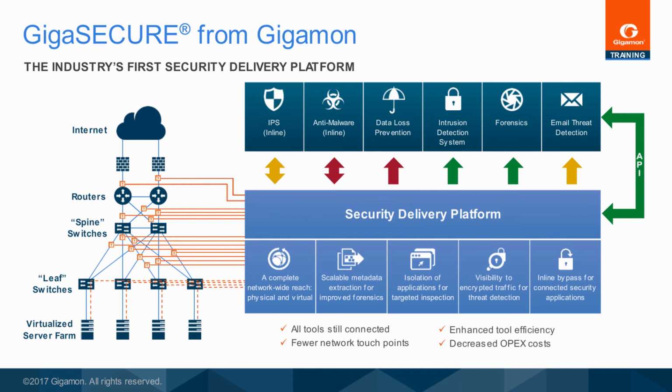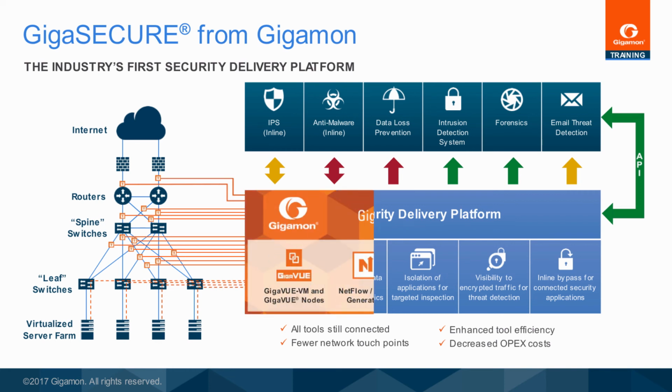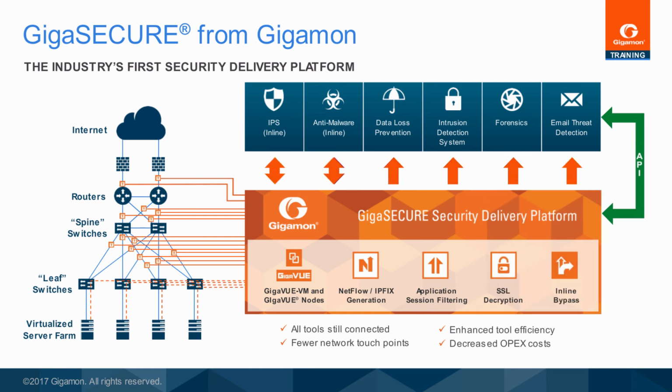Deploying security tools to address present and future threats can be problematic. There are multiple points of failure, traffic bottlenecks, and scalability challenges. To address these challenges, the GigaVUE HD products host key features in support of the GigaSECURE Security Delivery Platform, the industry's first security delivery platform. Examples include NetFlow generation, application session filtering, and SSL decryption. Refer to the GigaSECURE training module available in the GigaTech training series for more information about GigaSECURE.